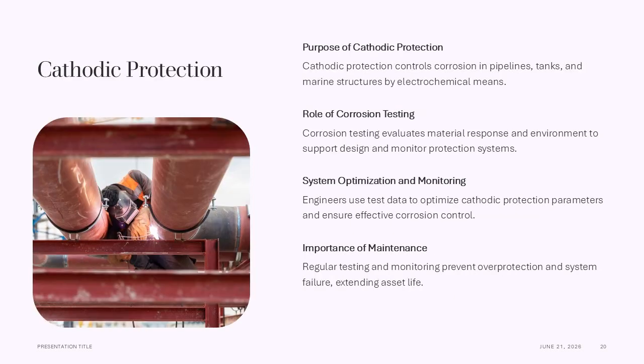Cathodic protection is an electrochemical technique used to control corrosion in pipelines, tanks, and marine structures. Corrosion testing supports the design and monitoring of cathodic protection systems by evaluating material response and environmental conditions. Engineers use test data to optimize system parameters and verify effectiveness. Properly designed cathodic protection reduces corrosion rates and extends asset life. Testing and monitoring are essential to ensure continued protection and avoid overprotection or system failure.